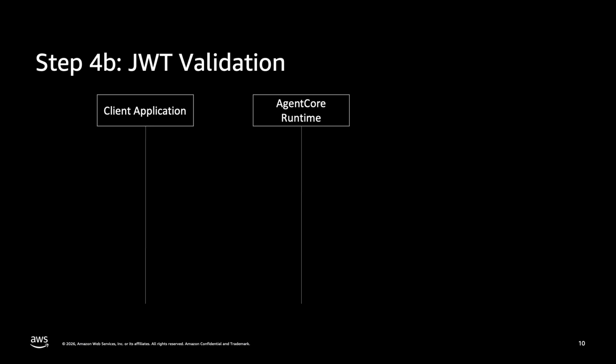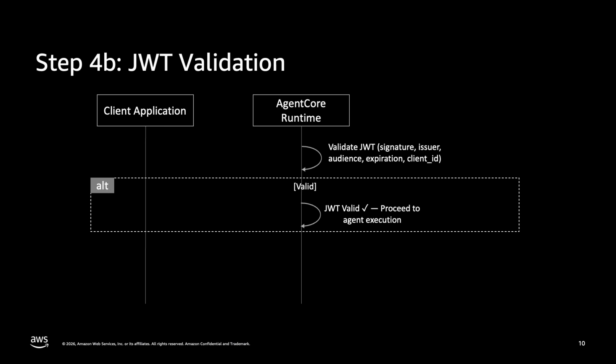With the public key in hand, Runtime is ready to validate the token. AgentCore Runtime checks several things: the signature to ensure the token hasn't been tampered with, the issuer to confirm it came from the trusted provider, the audience to verify the token was intended for this agent, expiration to make sure it's still valid, and client ID to confirm the caller is on the allowed list. If all checks pass, the JWT is valid and Runtime proceeds to execute the agent.